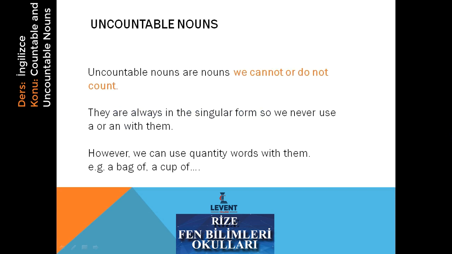Now let's talk about the uncountable nouns. Uncountable nouns are nouns we can't or don't count, so we don't use a or an with them. Instead, we use measurements and quantity words with them. For example, we say a bag of chips, a cup of coffee, a teaspoon of sugar, a bottle of juice, etc.